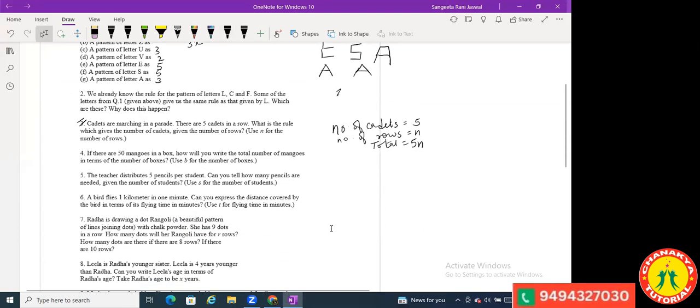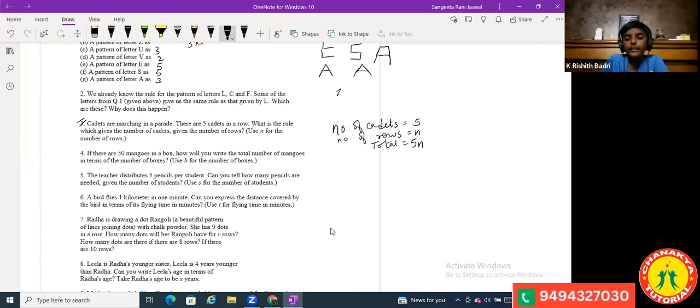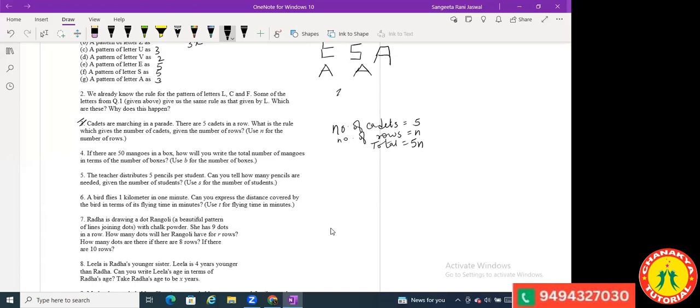Now, let's see quickly, we'll revise each and every question. If there are 50 mangoes in a box, how will you write the total number of mangoes in terms of the number of boxes? If the number of boxes is B, and in every box there are 50 mangoes, what is the total number of mangoes? Ridesh, you tell me.